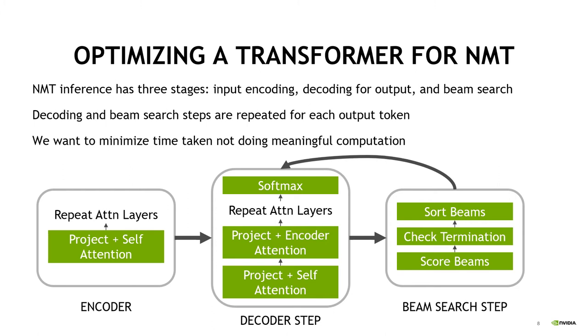Another good heuristic for optimization is minimizing time taken not doing meaningful computation, or in other words, operations like transposing, copying, or shuffling data. It is more likely that these operations are the ones that are not necessary and thus should be removed if possible. What kind of transposing, copying, or shuffling operations that are present in the decoder or in beam search can we remove? I will provide an example.